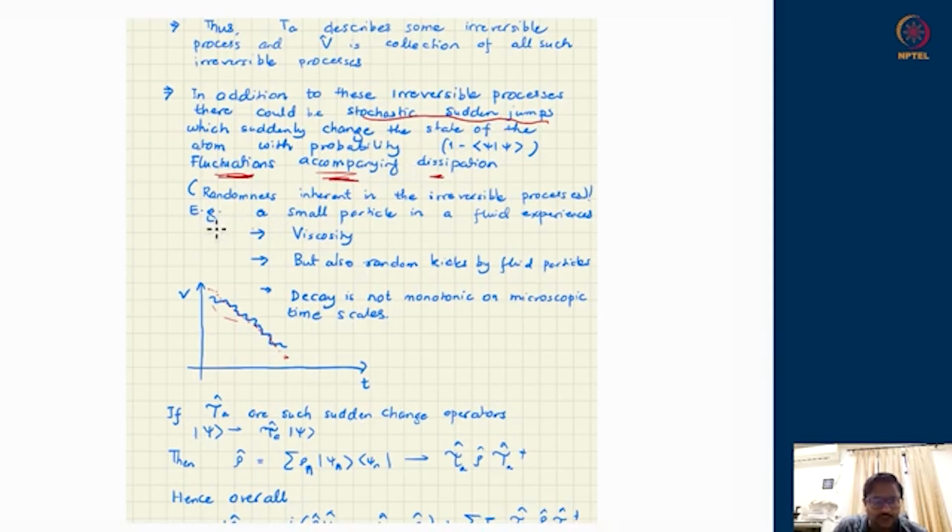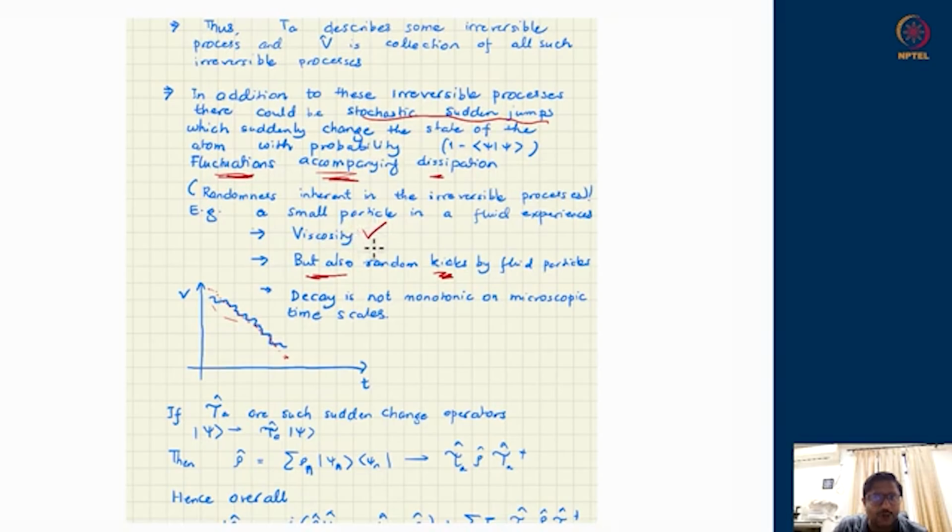Again, for elaboration, we can think of a particular case where a small particle is put into a fluid. That particle, suppose it is moving in a fluid, will not just experience drag or viscosity. Viscosity definitely will be there because it will interact with other fluid particles present. They will try to drag it down. But we know through Brownian motion that in any fluid, the particle keeps getting bombarded by the random motion of the fluid particles themselves. So therefore, there are random kicks also associated along with viscosity.